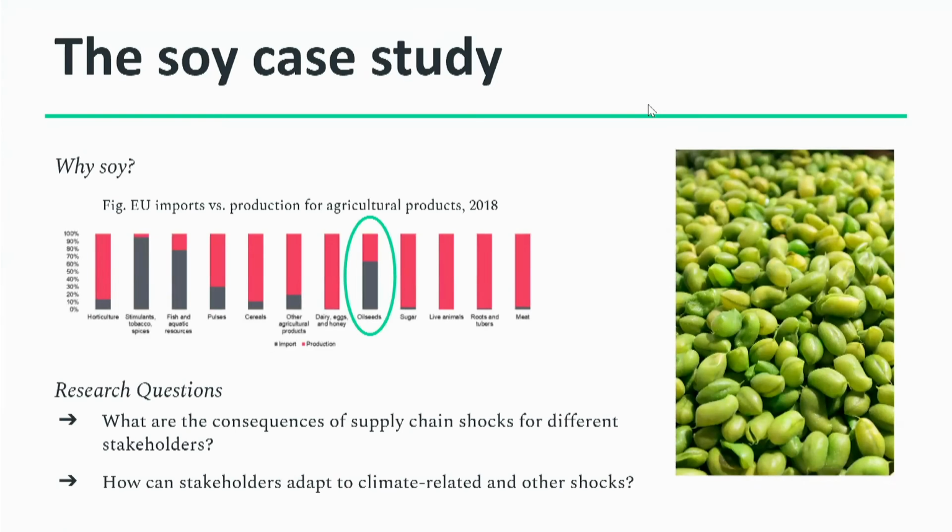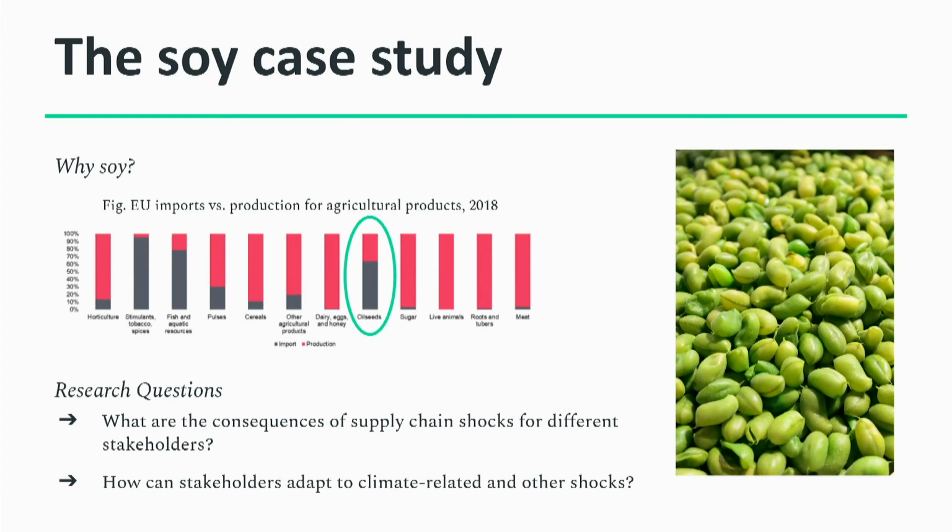So firstly, why soy? So we wanted to select a more specific case study, so we could look at cross-border climate change impacts in a specific example of commodity trade, and to look at how potential shocks could affect the different stakeholder groups in the supply chain. And soy was chosen because the majority of the soy used in the EU is imported. So the EU is quite import dependent for soy. And we decided to narrow this a bit further by looking specifically at the Brazil to EU soy supply chain, because Brazil is the largest exporter of soy to the EU.